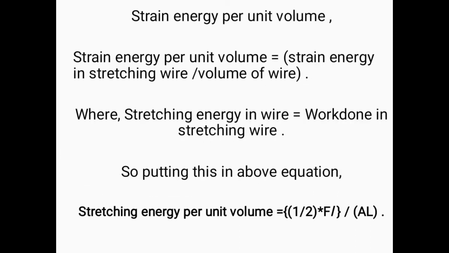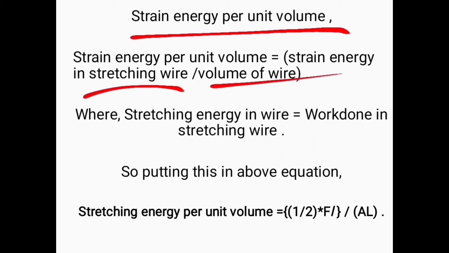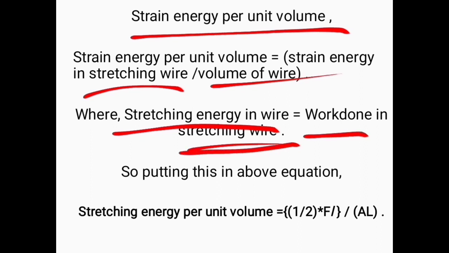अभी हमने work done per unit volume देखा. Now we will study strain energy per unit volume. Strain energy per unit volume का फार्मूला क्या है? Strain energy in a stretching wire divided by volume. Where strain energy in the wire is nothing but work done in stretching the wire. Listen carefully. When we stretch the wire, it means we are applying some load, and that load is nothing but the force. And when we apply a force on a body, there will be some work done. It means that strain energy in the wire is equal to work done in stretching the wire.